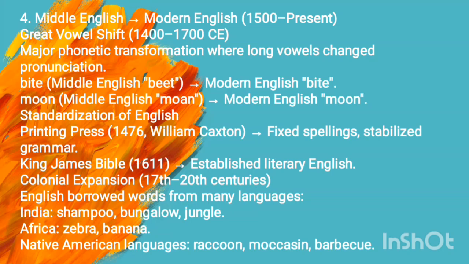Next one is Middle English to Modern English, that is 1500 to the present. The Great Vowel Shift, 1400 to 1700 CE, was a major phonetic transformation of long vowels. Middle English bite, Modern English beet; Middle English moon, Modern English moon. Next one, standardization of English. The printing press starts from 1476, William Caxton. That fixed spelling and stabilized grammar. Then the King James Bible in 1611 established literary English.